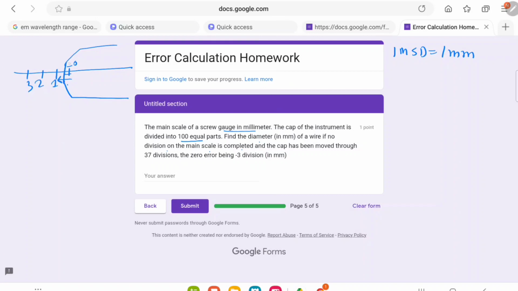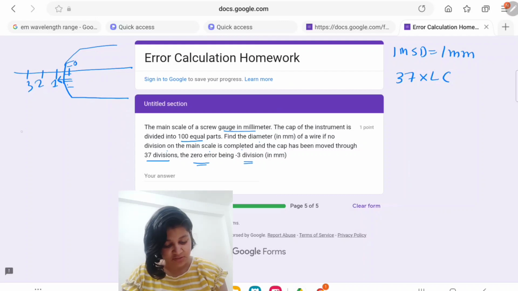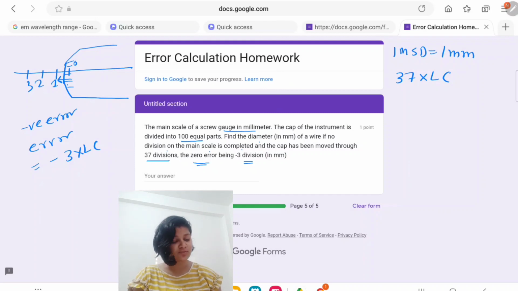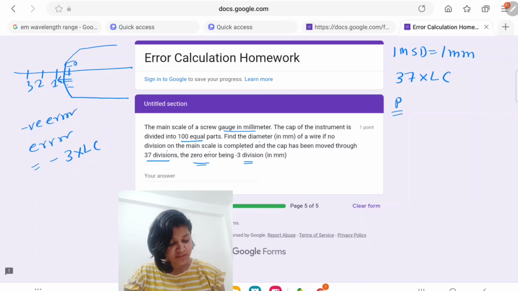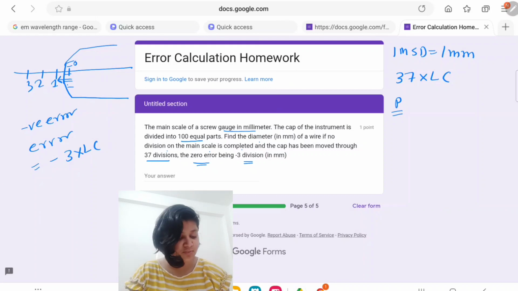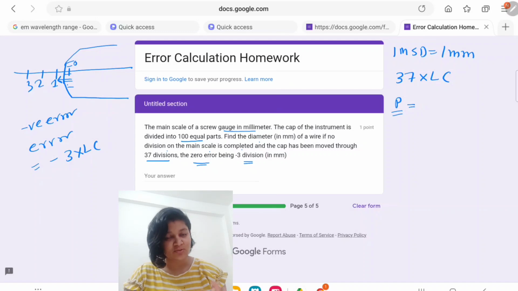And the circular scale shows 37 divisions, or the 37th on the circular scale coincides with the line of the linear scale. So it is 37 into least count, that is our reading. They have given us information about zero error, which is -3 divisions. So our zero error is negative, and the zero error is given by minus 3 into the least count. Now to find out the least count, we also have to know the pitch. The pitch is not given here, so for the moment let us consider the pitch to be 1 millimeter for the sake of solving the problem.